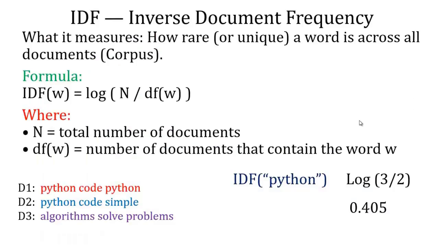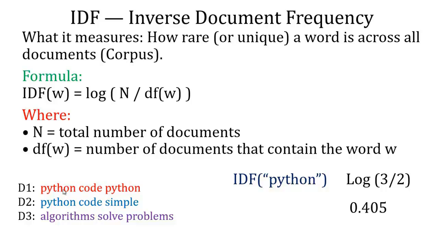Let's move on. Now let's discuss IDF, inverse document frequency. What it measures is how rare or unique a word is across all documents, across the entire corpus. And here is the formula to calculate IDF: log n divided by df of W. Here n is equal to total number of documents, and df of W is equal to number of documents that contain the word W.